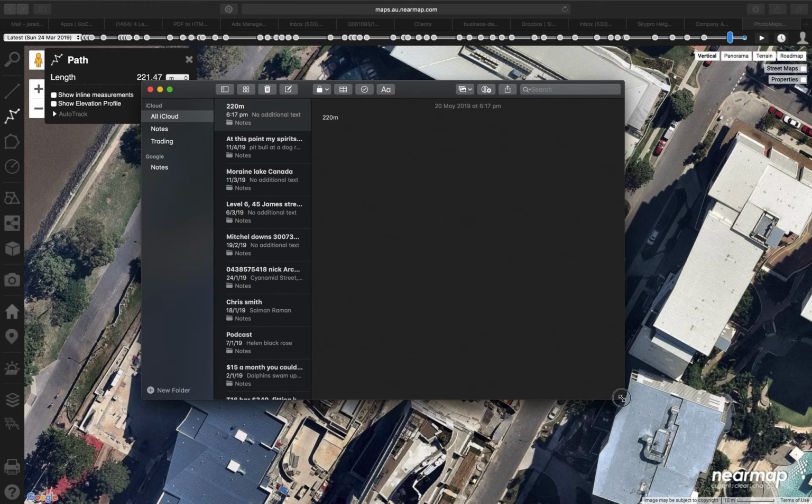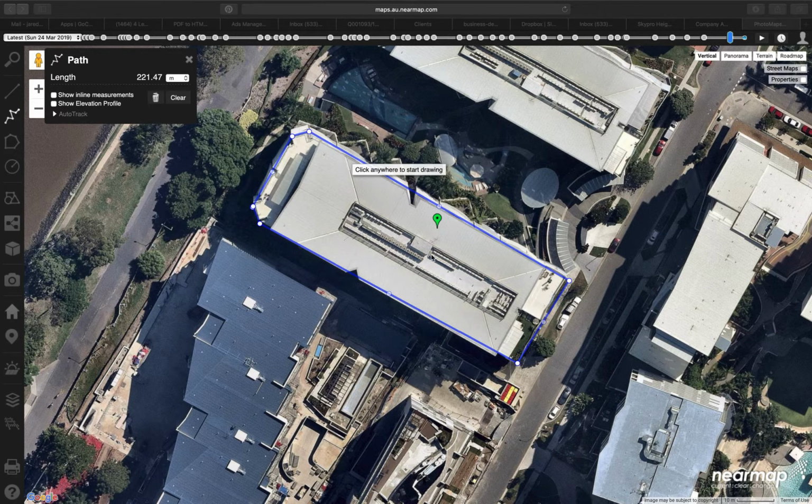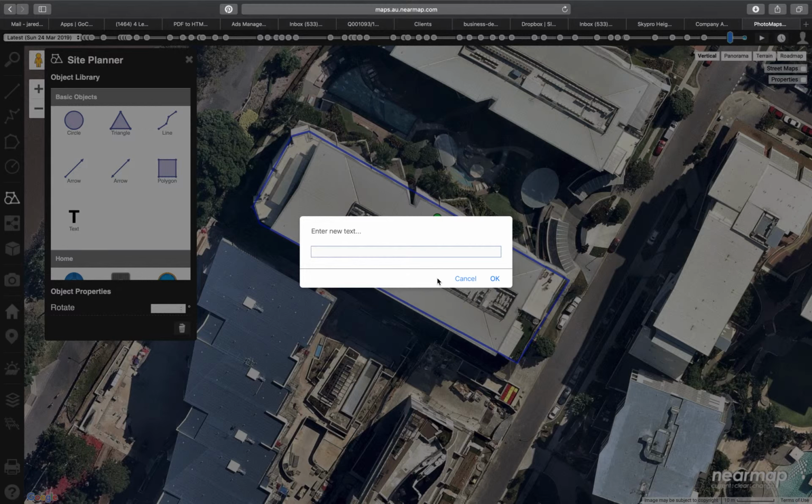Okay, let's just shrink that down a bit. It's being a little bit annoying. Actually, probably a great way to do it, guys, because when you draw these perimeters, they actually disappear. They don't stay on Nearmap, but if you put a label on it, they actually don't go anywhere. So let's put here, and that way we'll start to get the data. It's not going to disappear from maps. 220 meter perimeter.